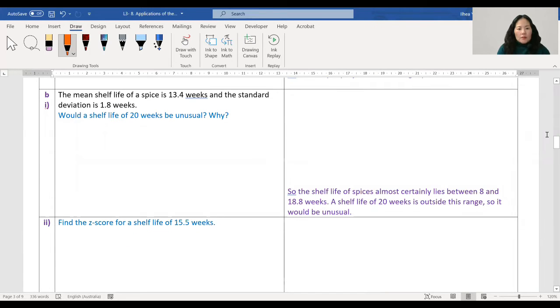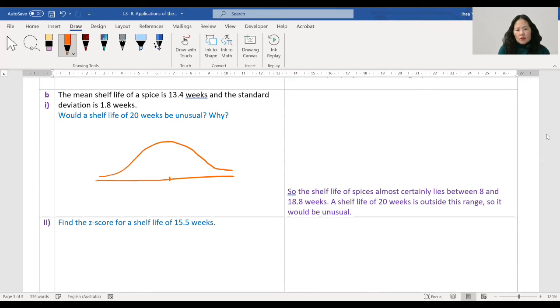Part B. The mean shelf life of a spice is 13.4 weeks and the standard deviation is 1.8 weeks. Would a shelf life of 20 weeks be unusual? Why? I mean, it's obvious it would be unusual. That's why they're asking you why. I would actually draw the normal distribution bell curve.